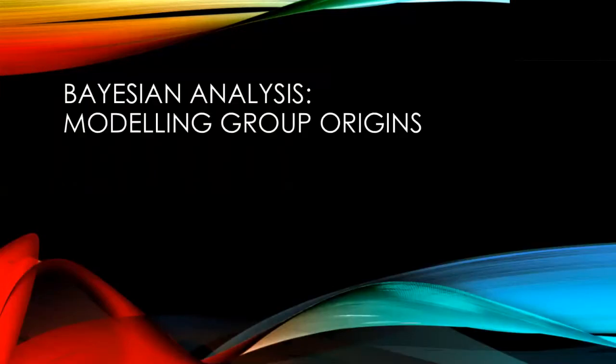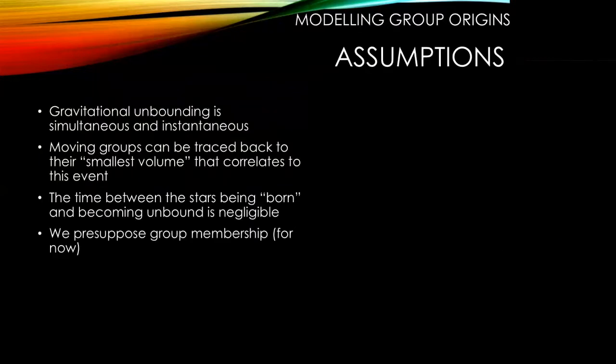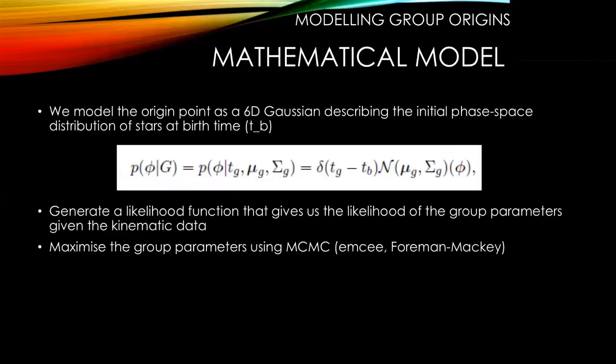Bayesian analysis. So modeling the group origins. We make some key assumptions. Basically, the stars become unbound instantaneously, and moving groups can in fact be traced back to the smallest volume that correlates to their birth. And we presuppose group membership for now, but hopefully we'll get to the point where we don't need to do that. Here's our Bayesian likelihood, our model for the group. So basically, a group is a Gaussian in 6D space with a precise time that was its birth time.